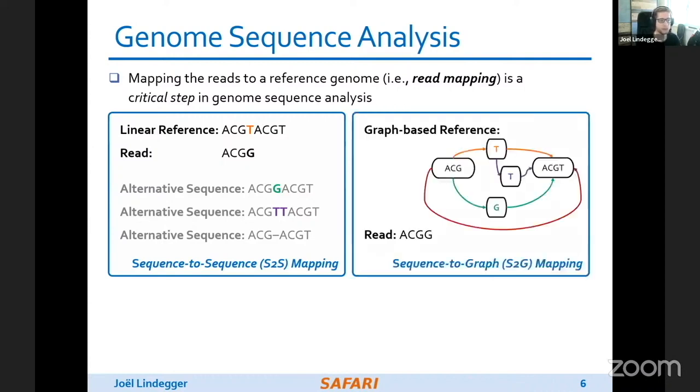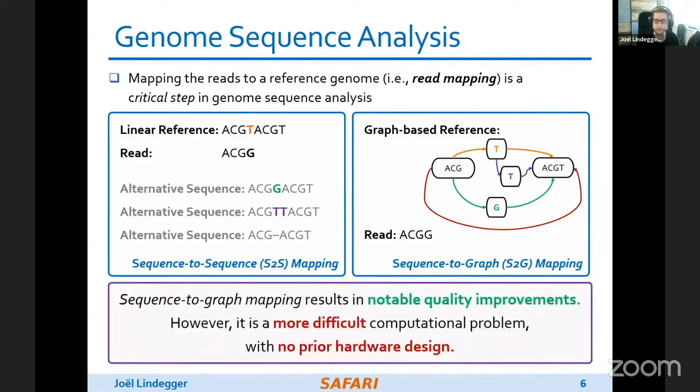Now, alternatively, we can go to a graph-based reference where we encode all alternate variations or all alternative sequences into a single reference. But instead of just a single string, now we have a graph. This makes it a more difficult computational problem. And also, it makes it such that hardware is a bit harder to design for it. However, it has much better quality in the mapping results. So if you have a reference graph, which just contains all the references that you could hope for, you will get better mapping results than with a single linear reference, where you will get reference bias.